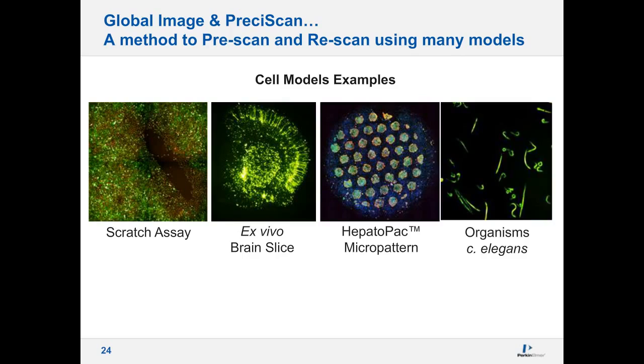And also organisms. You have to think about organisms. It can be C. elegans, but you can also look at other model organisms, including flies or even zebrafish. So I think there's a big promise of using this scan and rescan methodology.